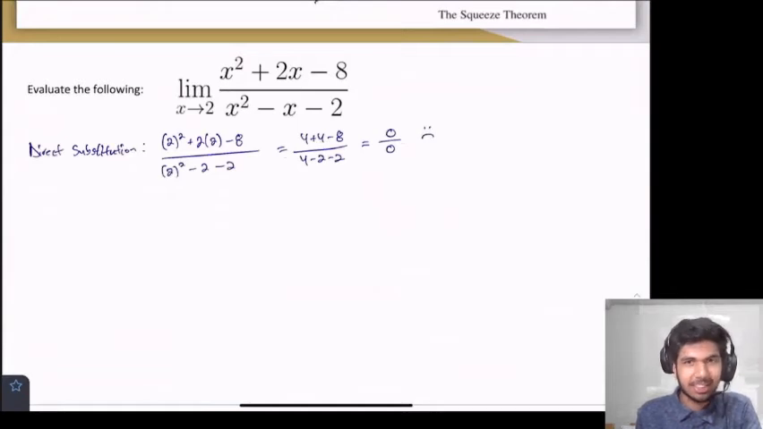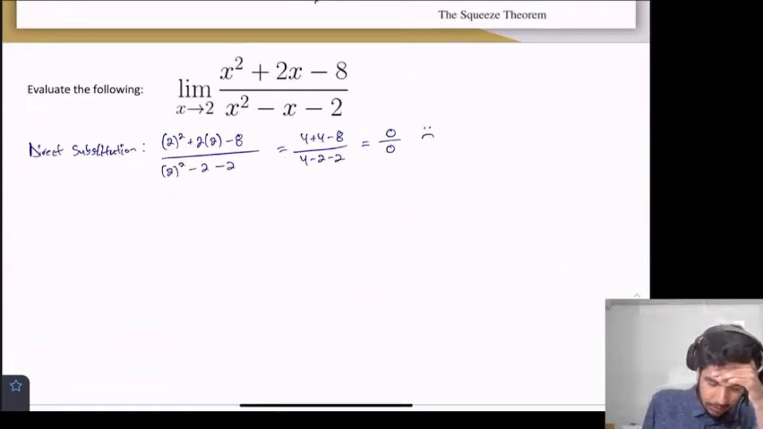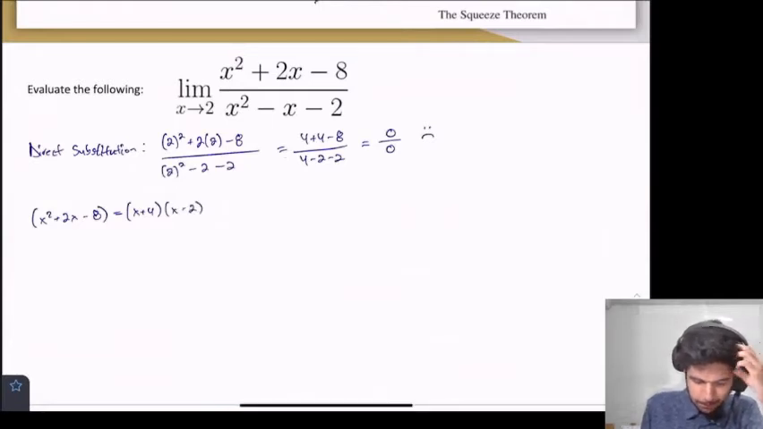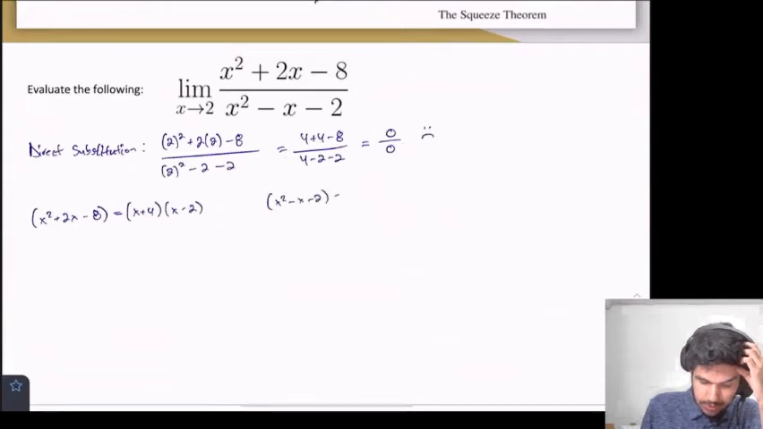Conjugate doesn't make sense since we're not dealing with the square root, but factoring makes sense, right? Because we're doing polynomials. So x squared plus 2x minus 8 is equal to x plus 4 times x minus 2. That's just simple factoring. Similarly, x squared minus x minus 2 is equal to x minus 2 times x plus 1.